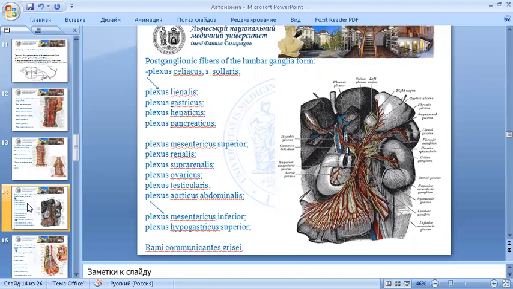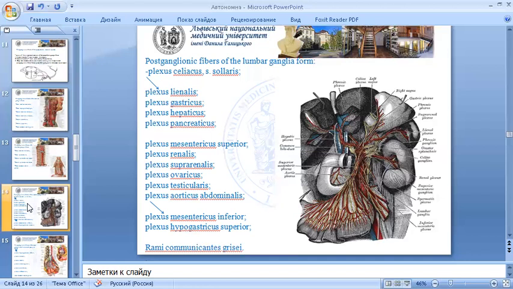So this plexus includes a number of smaller plexuses. It will be plexus lienalis, which supplies the spleen, plexus gastricus, which supplies the stomach, plexus hepaticus, which is related to the liver, and plexus pancreaticus, which provides the sympathetic innervation of the pancreas. The rest of the plexuses which lie in the abdominal cavity: plexus mesentericus superior, which passes all its branches with the same artery, the superior mesenteric artery.